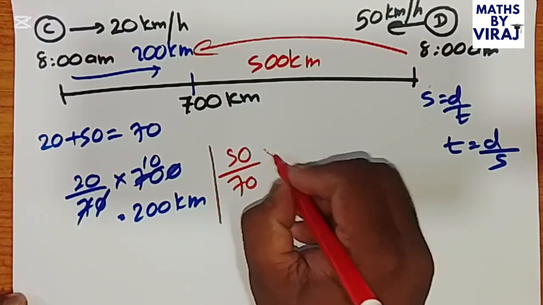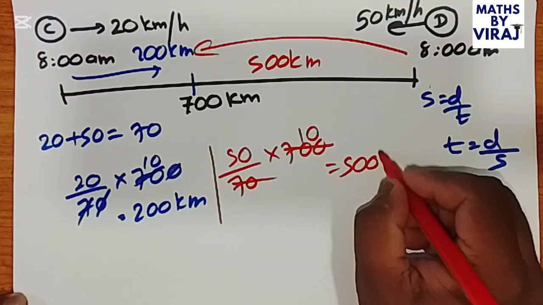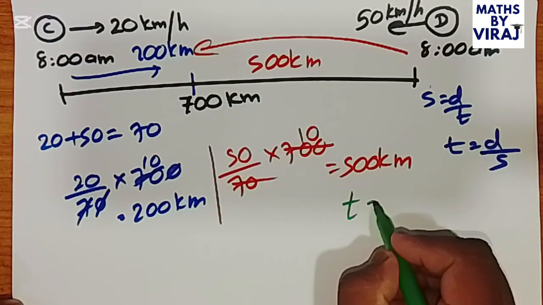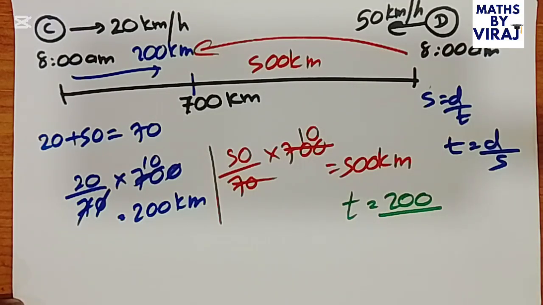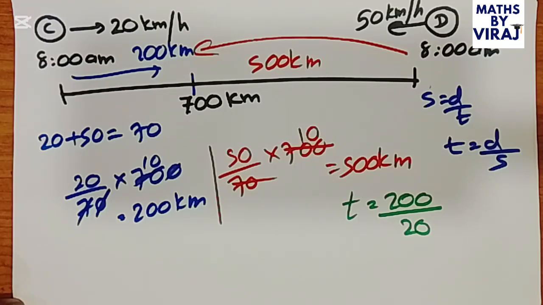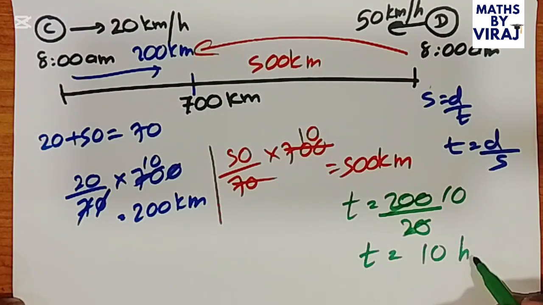50 over 70 into 700. Yes, we are correct. 500 kilometers. But at what time? Let's see now. 20 kilometers per hour. Time is 200 divided by speed. Speed is what now? 20. They are in after how many hours? After 10 hours, they meet each other, right?